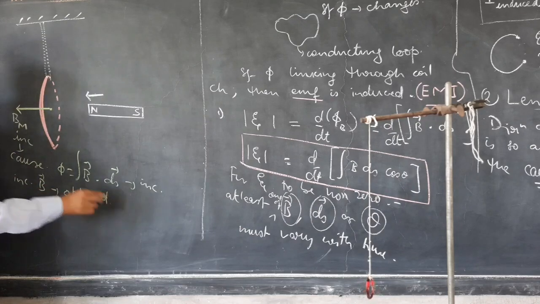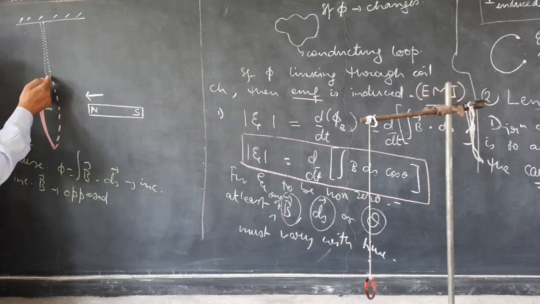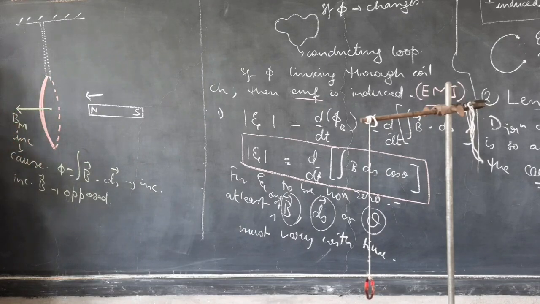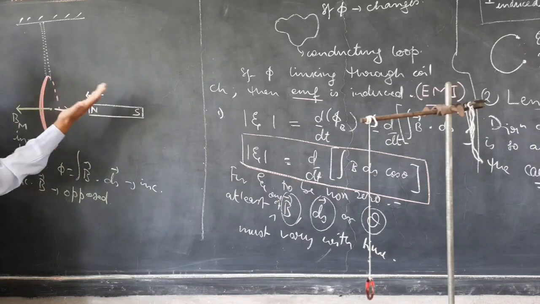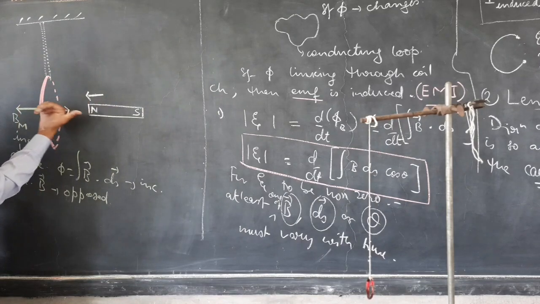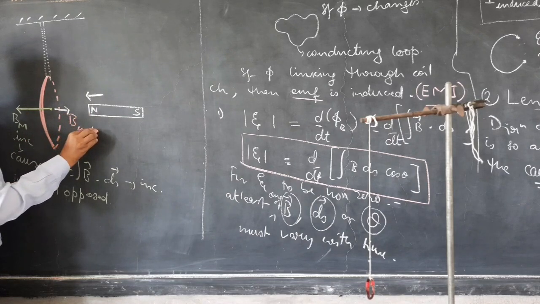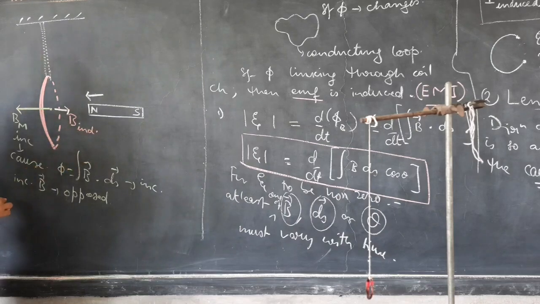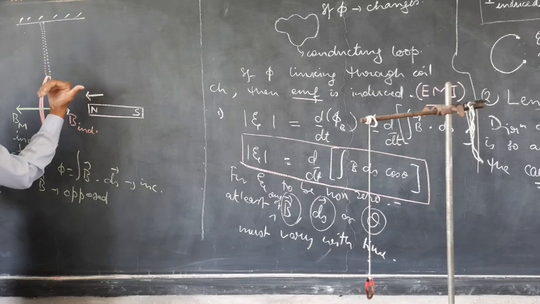Now to oppose it, the current will be induced in such a direction that the magnetic field should tend to decrease this value. Because we have to oppose it. It is increasing. To decrease it, the induced current should produce magnetic field in opposite direction. And you know, students, you can use your right hand rule to have the magnetic field in this direction. So this I can write as magnetic field due to induced current.